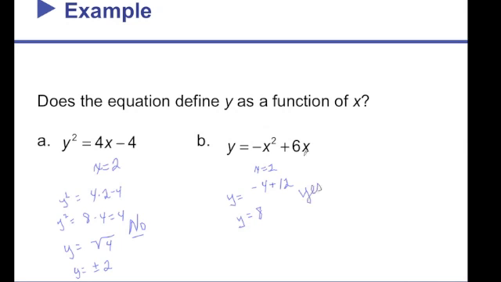And for a general rule, if y equals, it's a singular y, something with an x squared, that's going to be a yes. But if your function has an even power of y, that's going to be a no, because you could have the plus or minus values. So if it's a y squared or y to the fourth, it's probably going to be a no.